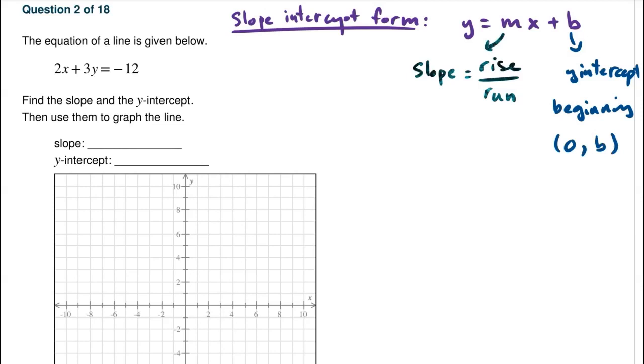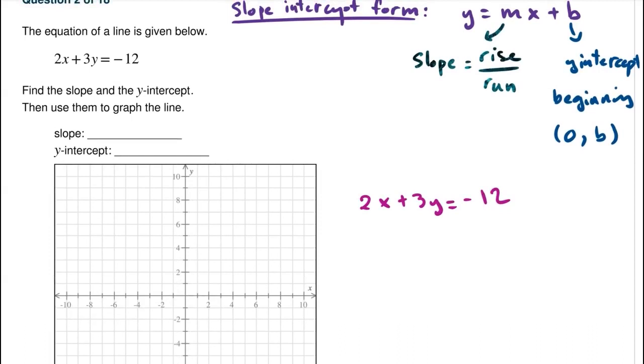Alright, so now we're going to look at our equation: 2x plus 3y equal to negative 12. We want to get y by itself on the left side of the equal sign. So we're going to isolate y one step at a time. First, you're going to move the 2x over. 2x is positive, so we subtract 2x on both sides.